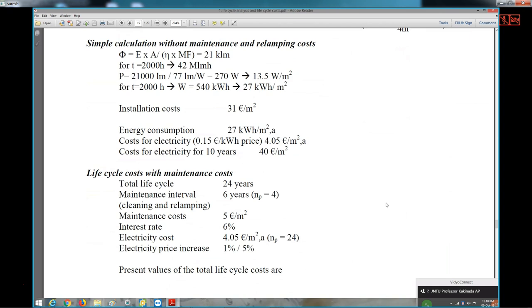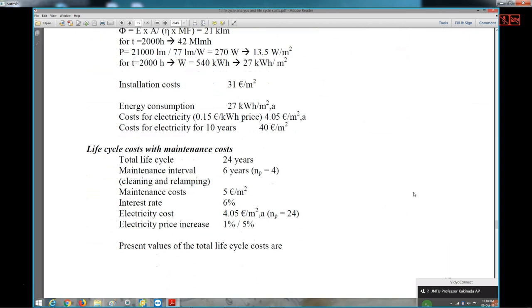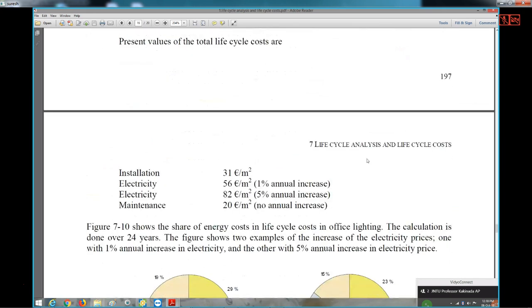The maintenance cost is 5 pounds per meter square. Interest rate is 6%. Then electricity cost is 4.05 pounds per meter square. Then electricity price increases by 1% or 5%. So here we have to calculate the present values of the total life cost. Now installation charges is 31 pounds per meter square. Electricity charges are 56 pounds per meter square, 1% annual increase. Then electricity charges, that is 82 pounds per meter square for 5% annual increase. And maintenance charges, that is 20 pounds per meter square, no annual increase.